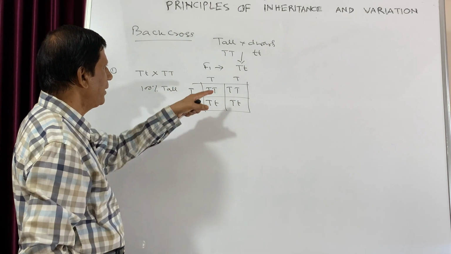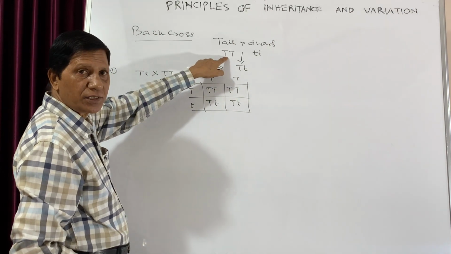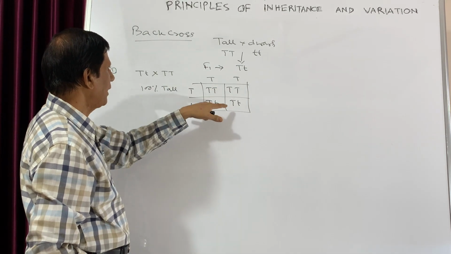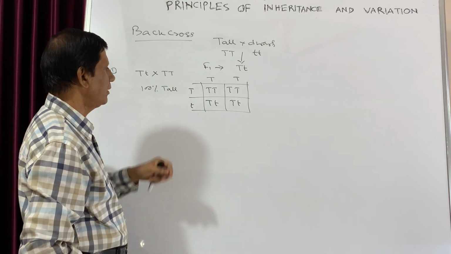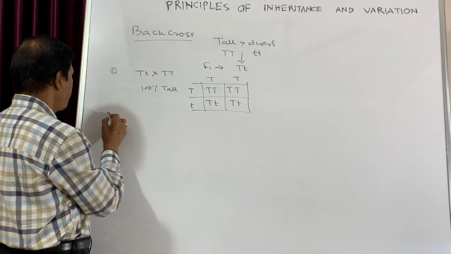That means when we are making a backcross of the F1 hybrid with the homozygous tall plant, all the plants in the backcross are 100% tall. That's not bad. Now let us come to the second one.